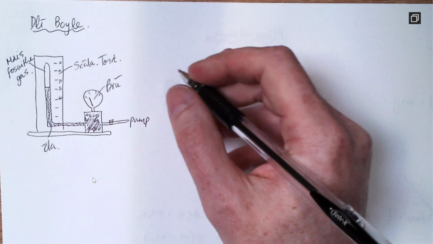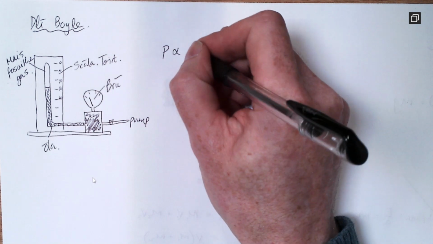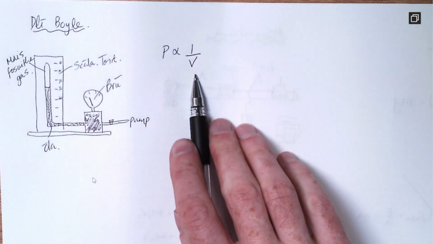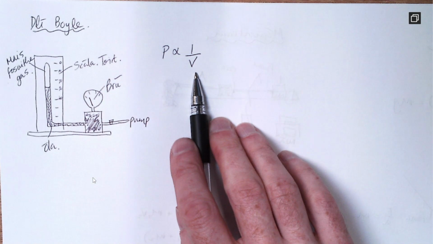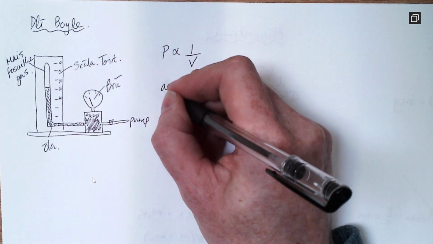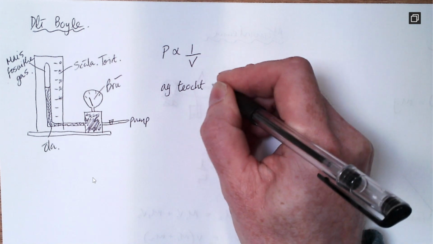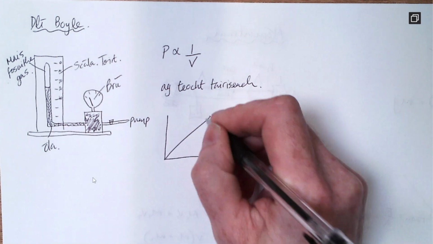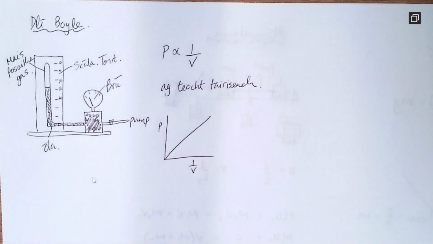At constant temperature, that's important. The graph is a straight line with P on it and V. The volume is in centimeters cubed.